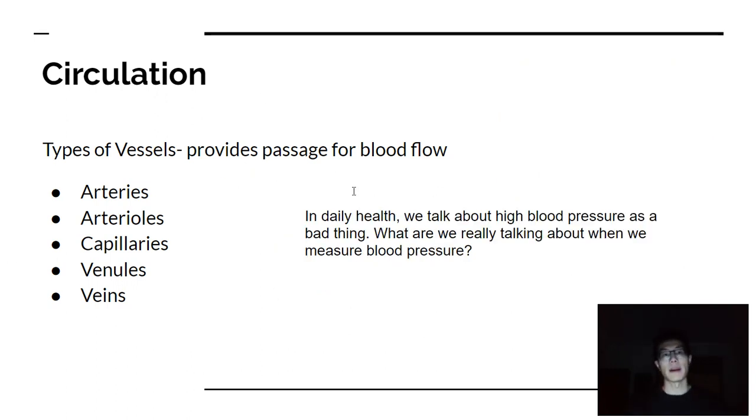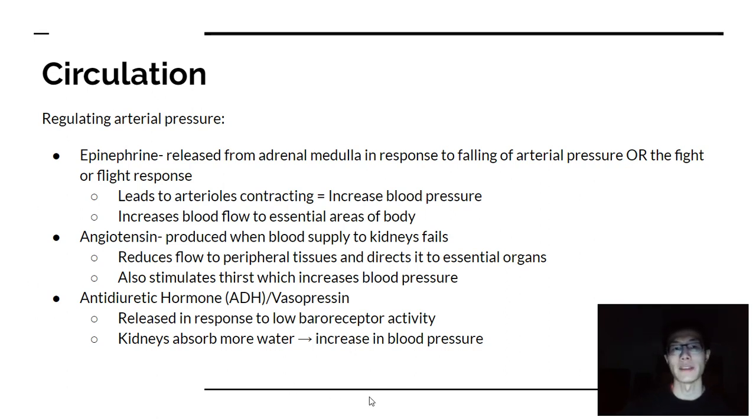Now, if we're talking about circulation, one of the things that we talk about is this concept of blood pressure. So in daily health, we talk about high blood pressure as a bad thing. But what exactly are we talking about when we measure blood pressure? We're actually measuring the mean arterial pressure. There are actually ways to regulate it, and this is the last thing I'm going to talk about.